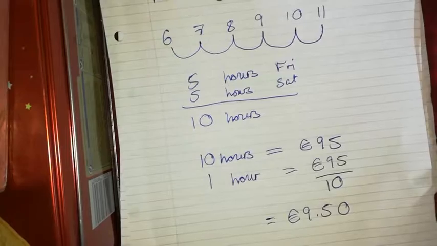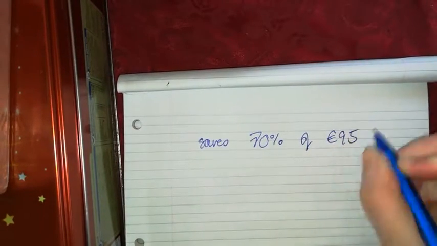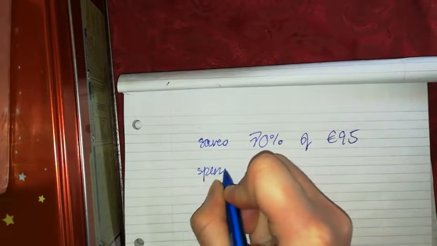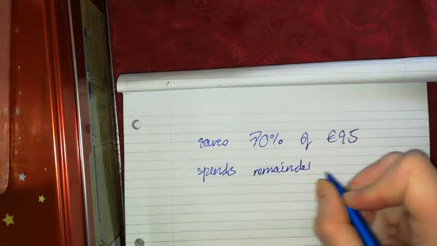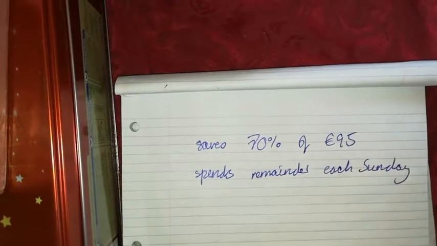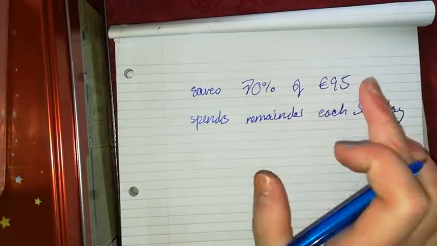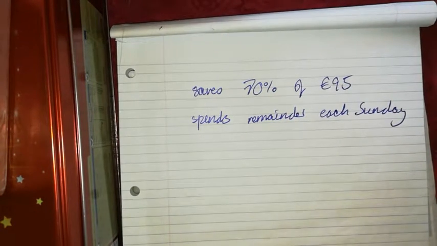So Kyle saves 70%. He spends the rest of his money. How much he spends? So he saves 70% of this €95. He spends the remainder, and we want to figure out how much he spends each Sunday. Well, firstly, in order to get 70% of 95, I'm going to have to write 70% as a decimal.